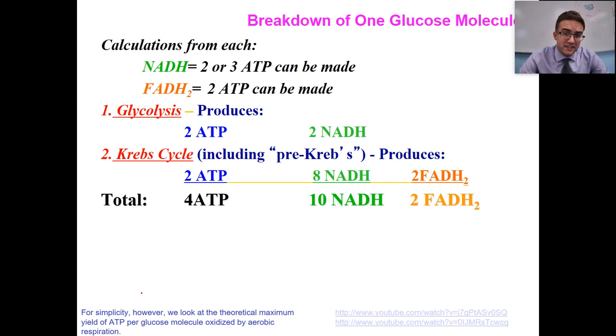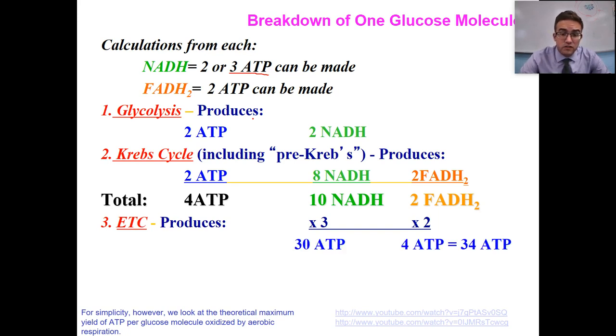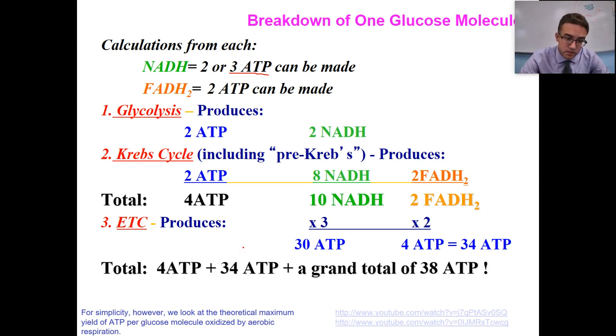So theoretically, then how much is made during the electron transport chain? Well, let's use 3 for NAD. Okay, let's say for every 1 NAD molecule we get 3 ATP. Well, then we just multiply 3 by 10 NADs to give us 30, and the 2 FADs give us 4 ATP, so we get 34 ATP. When we combine this with the 4 ATP that's made from glycolysis and Krebs, we get a grand total of 38. Now that's the theoretical yield.